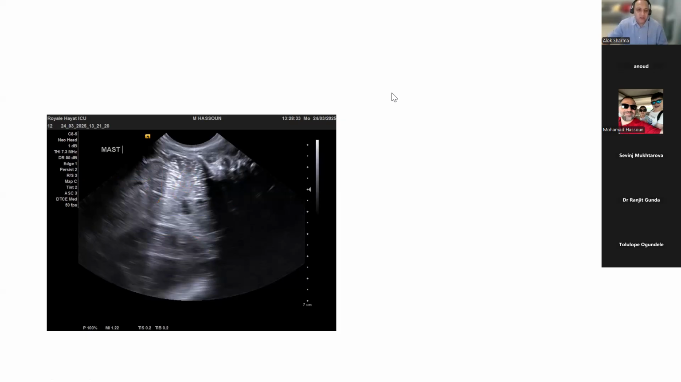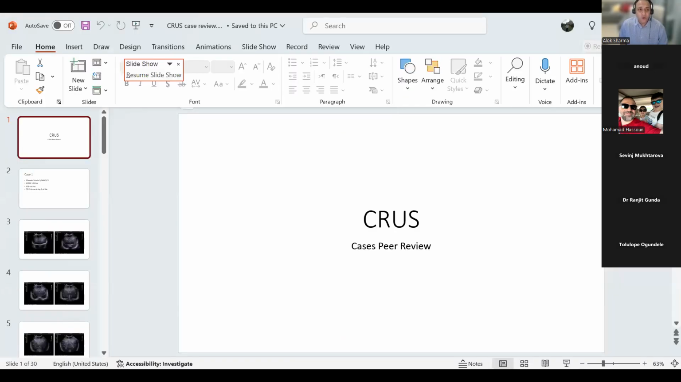Thank you very much. Thank you, everyone. Nice cases. So we saw initially a grade 4 IVH today. We've seen absence of the corpus callosum, and we've seen some really nice normal anatomy, normal scan in a baby.